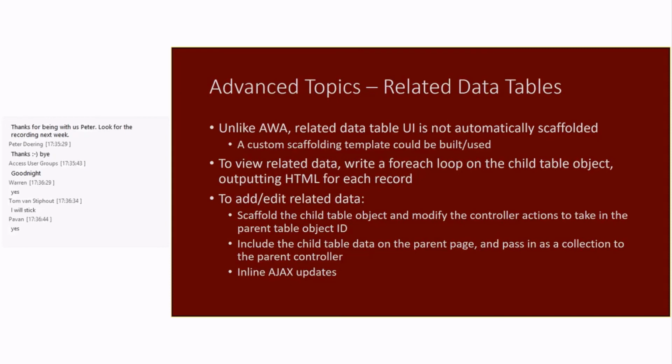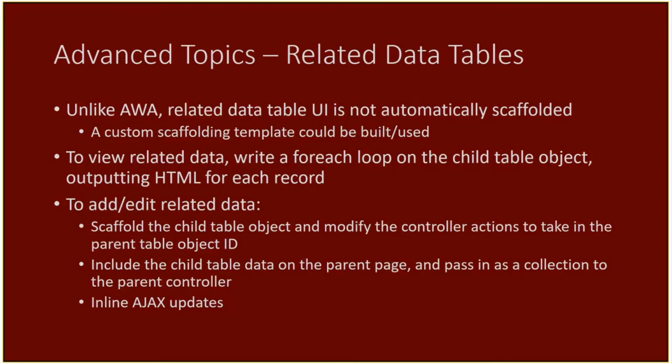So, advanced topics related data tables. Unlike Access Web Apps, related table UI is not automatically scaffolded. In fact, that's one of the really great things about the web app, that you automatically get the related data tables. Now, the same scaffolding template that's used when we right-clicked and said add scaffolded item and it generated that order controller and the orders views, we could have a modified scaffolding template that also builds out related table data. I've played with the idea of doing that, but I haven't gotten around to it, and there may already be a template out there in the public domain. But generally, to view related data, you just write a foreach loop on the child table object, and you output the HTML for each record.